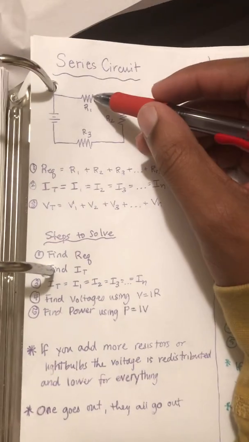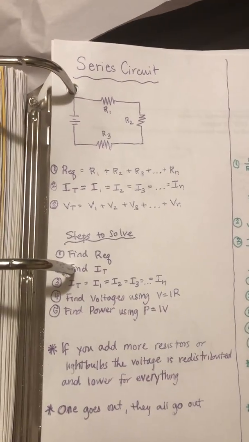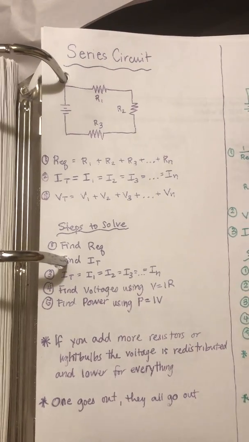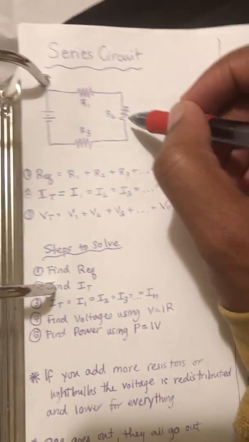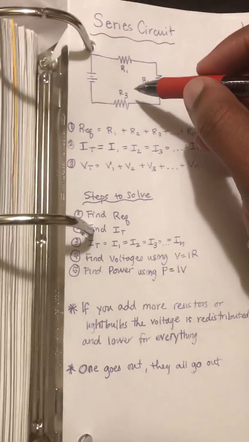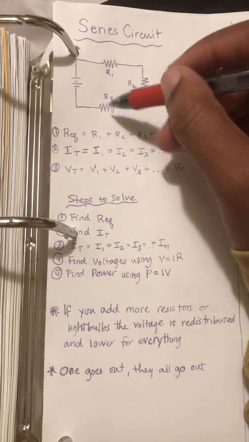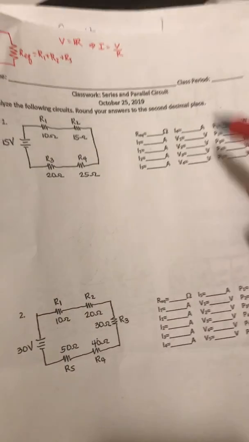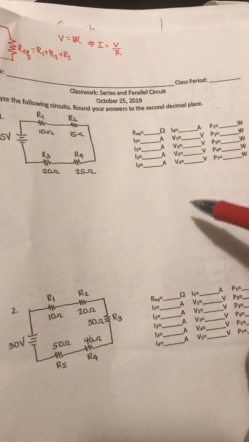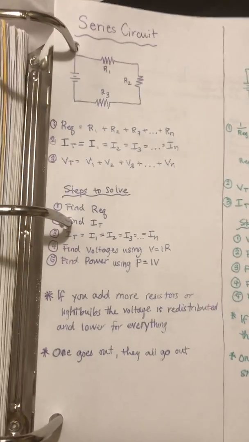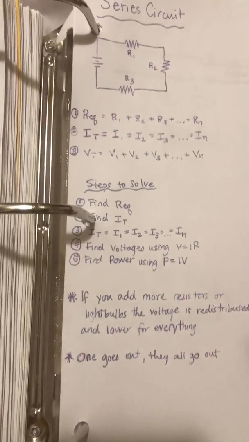If I want to find those individual voltages, after I calculate the current going through, I can use V is equal to IR. So V1 will be I1 times R1, V2 will be I2 times R2, and V3 will be I3 times R3. If you're ever given a series circuit, you're going to get a paper like this where you have to solve for the current through each resistor, the voltage through each resistor, and the power of each resistor. In order to find all those things, I have listed some steps for you guys.